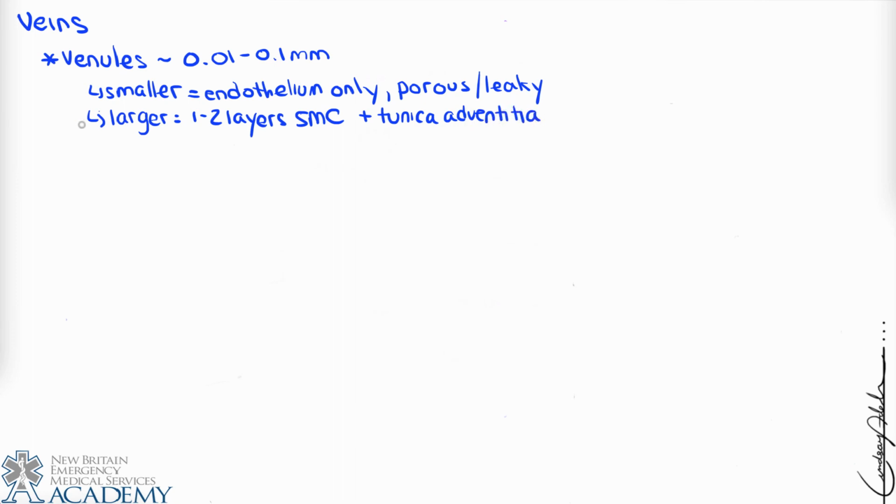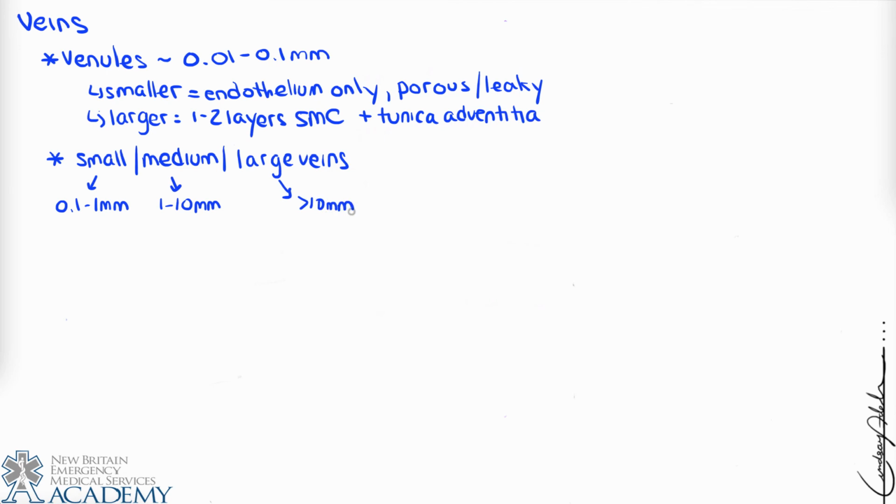Now, in terms of veins, we tend to classify them as small, medium, and large, so we'll talk about the diameters of the different sizes. Small veins would be about 0.1 to 1 millimeter in diameter. Medium would be about 1 to 10 millimeters in diameter, and large would be greater than 10 millimeters in diameter. A large vein would be something like the superior or the inferior vena cava that directs the blood flow into the heart. In comparison to arteries, veins tend to have thinner walls and larger lumens.